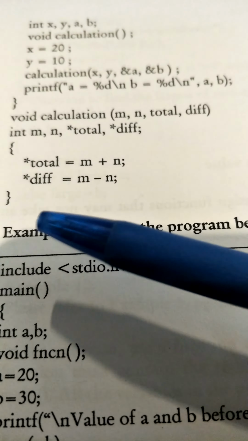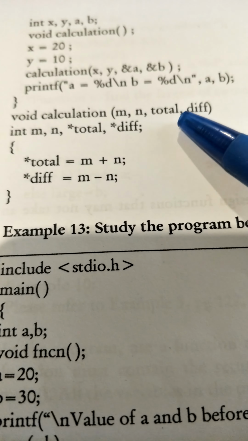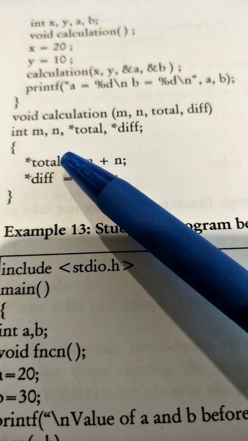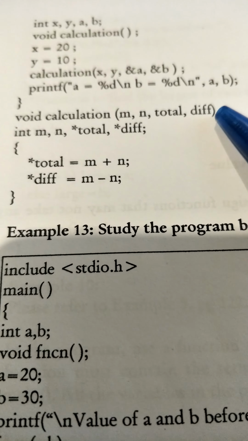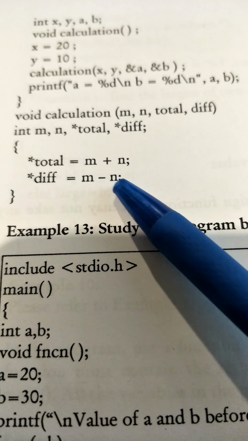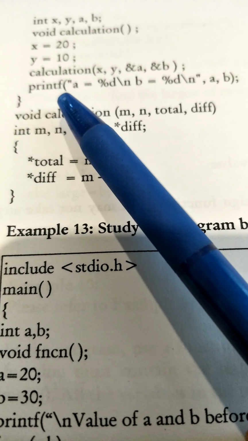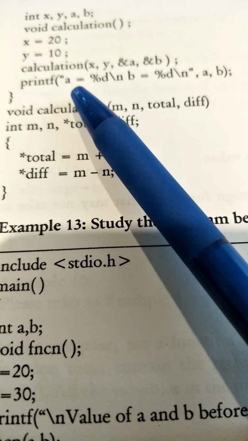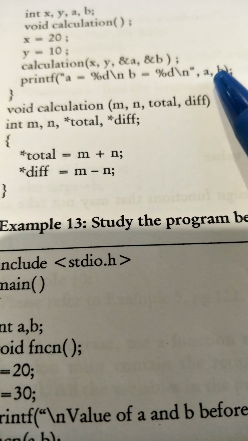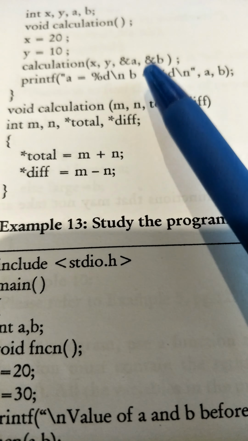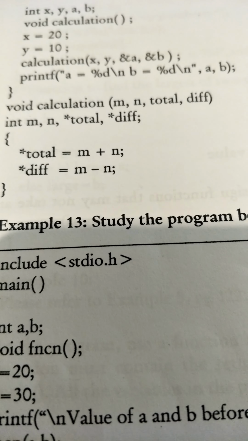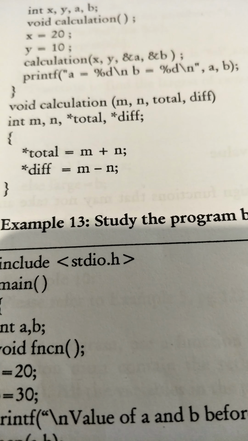And then return the value. Now total has the value m plus n, and diff has the value of m minus n, returned to the main. So if you look, you can see the prints of a and b, where this a and b are the return values from the function.